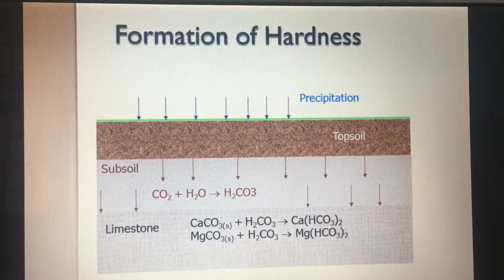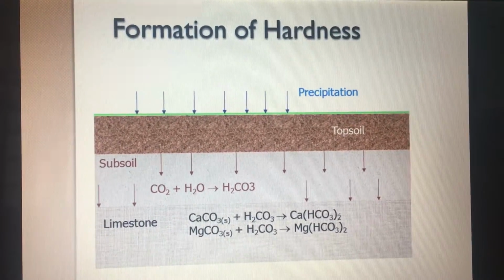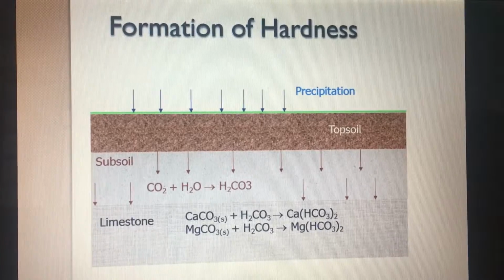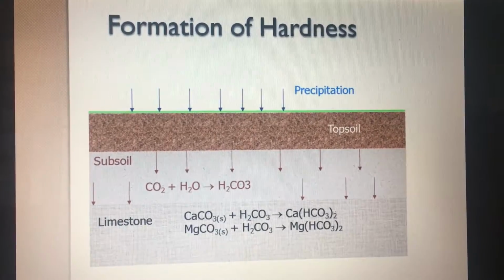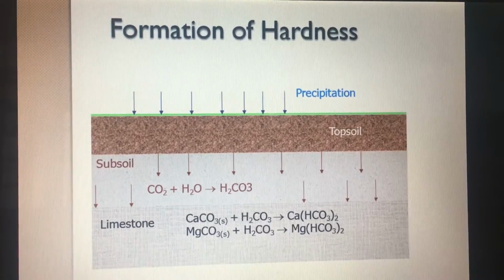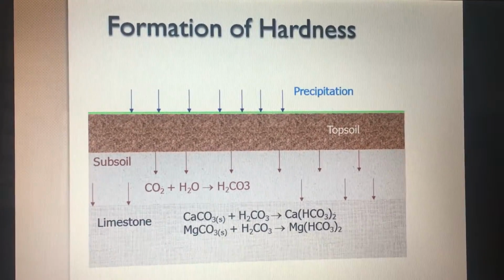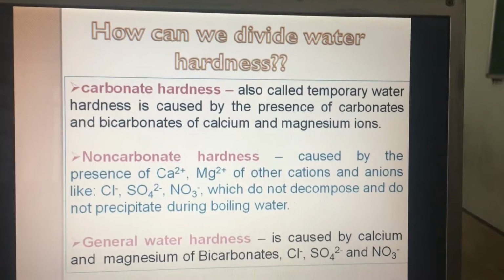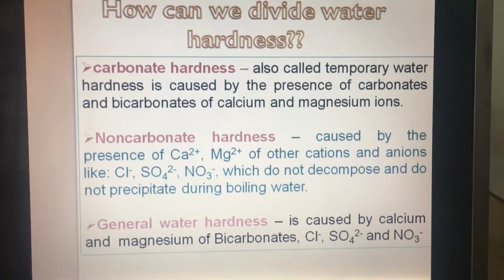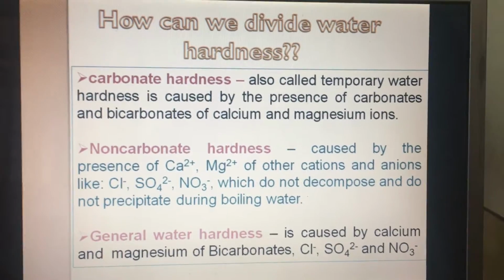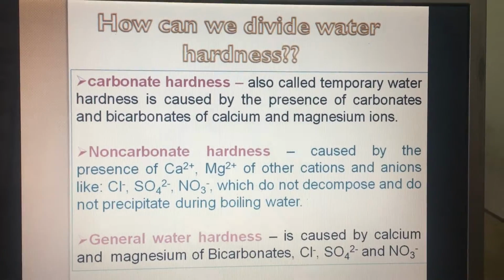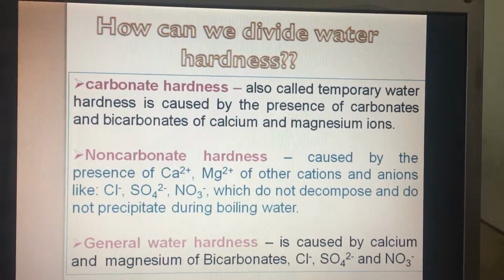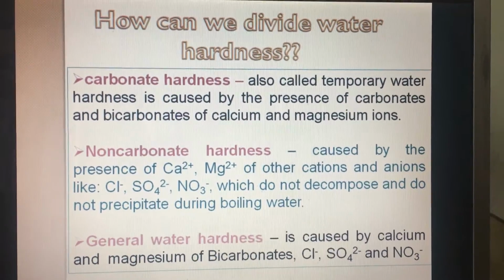But when they react with carbonic acid, that is carbon dioxide and water, they produce calcium bicarbonate. Calcium bicarbonate and magnesium bicarbonate are soluble in water. They can cause more problems compared to carbonates, because carbonates are in an undissolved state in the water. Hardness can be divided into two parts: carbonate hardness and non-carbonate hardness. Hardness caused by carbonates and bicarbonates of calcium and magnesium is carbonate hardness, also known as temporary hardness of water.